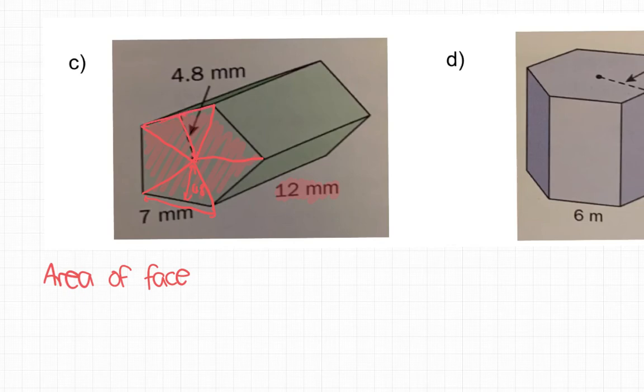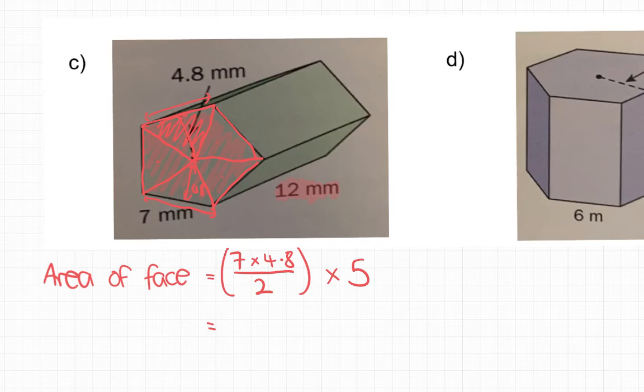So the area of that face is going to be, what's the area of each one of those triangles? That triangle is base times height divided by 2, so that's 7 times 4.8 divided by 2. That gives me the area of one of those triangles. But I've got 1, 2, 3, 4, 5 of them around my shape. So I then need to multiply that answer by 5 to get the whole shape.